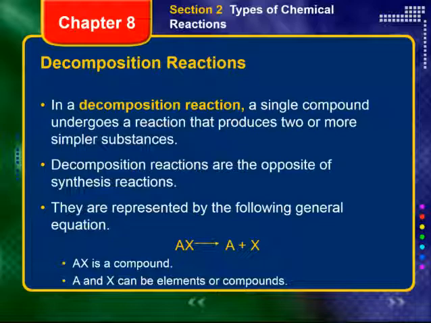In a decomposition reaction, a single compound undergoes a reaction that produces 2 or more simpler substances. Decomposition reactions are, in fact, the opposites of synthesis reactions. They are represented by the following general equation: AX reacting to form A and X. Notice we have 1 reactant, we have 2 products, right? We have more products than we have reactants, right? That's your red flag for a decomposition reaction. So here, AX is the compound. A and X can either be elements or compounds.